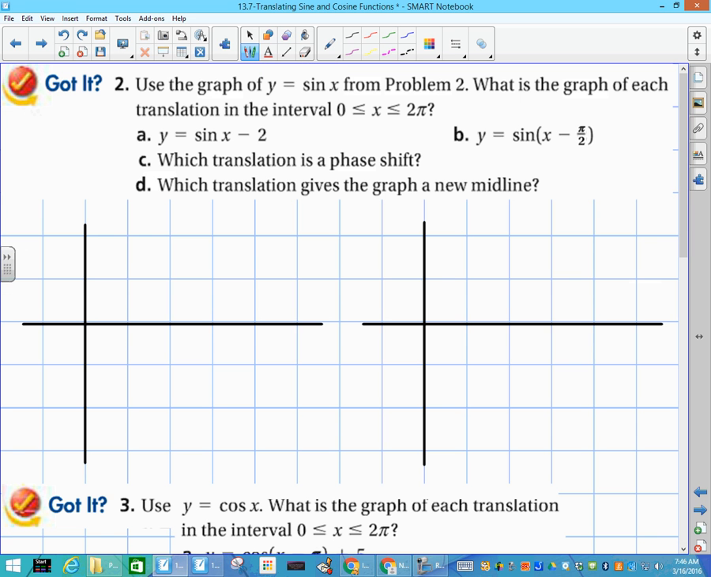All right, so your next page, use the graph of y equals the sine of x for problem 2. What is the graph of each translation in the interval from 0 to 2 pi? Okay, so what I need you to know, before, when we have always graph problems, we wrote down our key points. Okay, and you could write down those 5 key points, but I find it a little bit easier to actually just graph it. And so I'm going to come over here and graph what I call my reference, my key points for the sine curve.